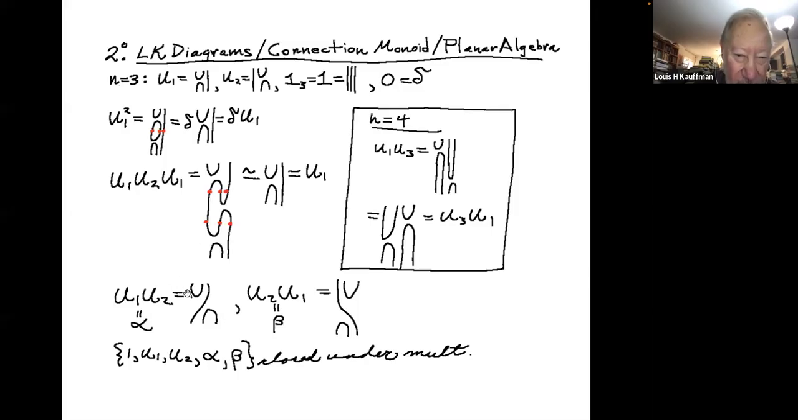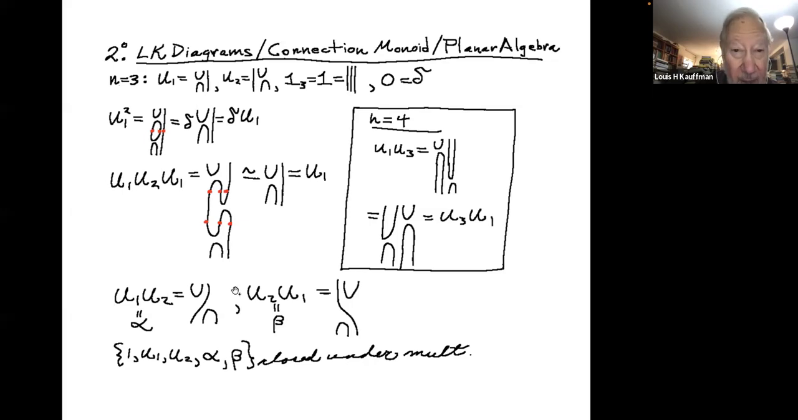But so if you were to draw U1, U2 and then straighten the line a little bit that's in the middle, you would lose a maximum and lose a minimum, and you would have this connection picture. Similarly, U2, U1. So now you have a closed algebra. If you hadn't thought about this algebra before, this is the simplest non-trivial one.